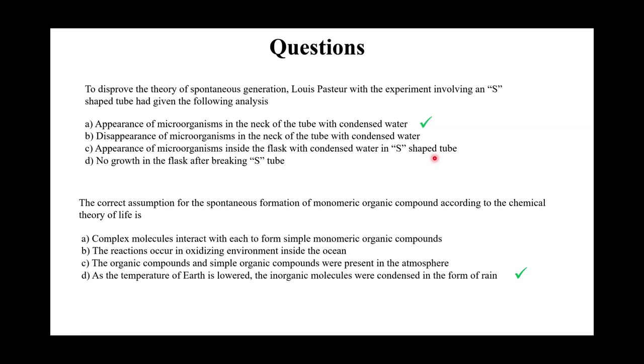Third says the organic compounds and simple organic compounds were present in the atmosphere. This also we know is not right, because these were not present from the start but were all formed in due course of time. So that's why the fourth option is correct, where they say that as the temperature of the earth is lowered, the inorganic molecules were condensed. This is what we repeated in the previous slide as well: as the temperature started reducing, the hot gases started condensing and poured down as rain to give rise to the hydrosphere.